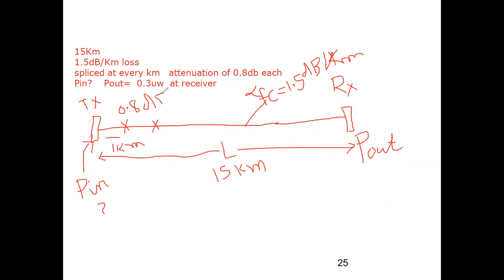Now, can you tell me how many splices will be there? It is a 15 kilometer. हर एक किलोमीटर के बाद एक splice है. So what will be? How many splice will be there? The last वाला कितना number का splice होगा? 14th.